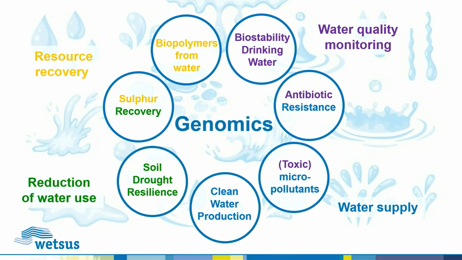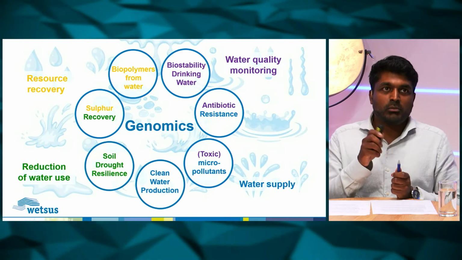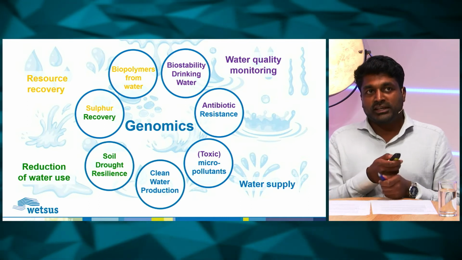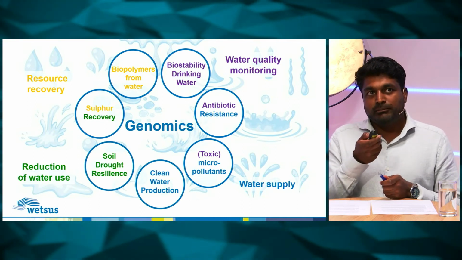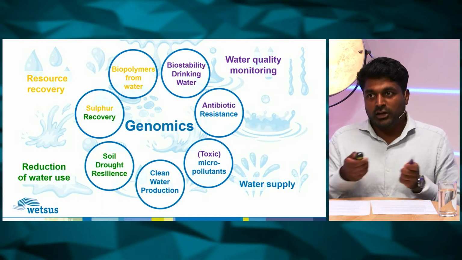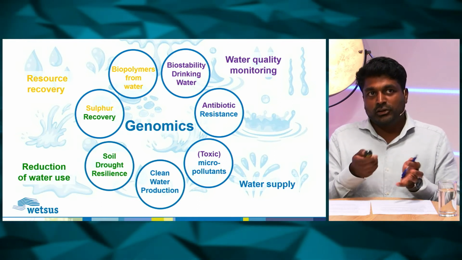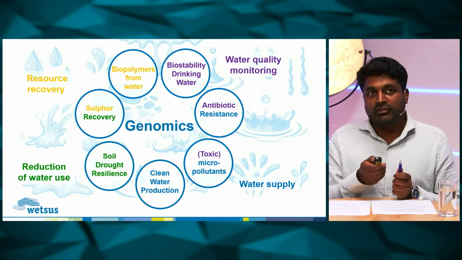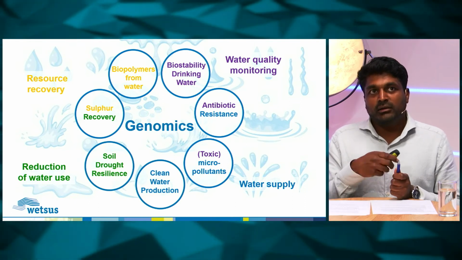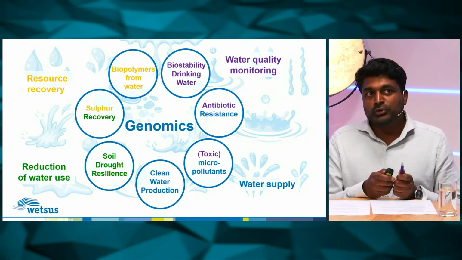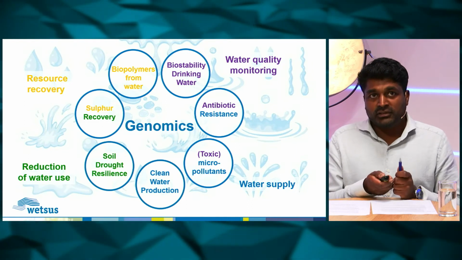As a very brief overview, in how our research is organized at Wetsus, I give you some examples in the circles about subjects that are part of the research at Wetsus, and in each of these subjects we apply genomics in a large part or a small part of those research projects. And they are basically colored by the different types of goals that we have: to secure water supply, to monitor water quality, to recover resources from waste streams, or to simply reduce the use of water in our everyday lives.